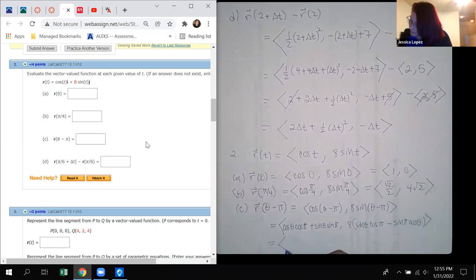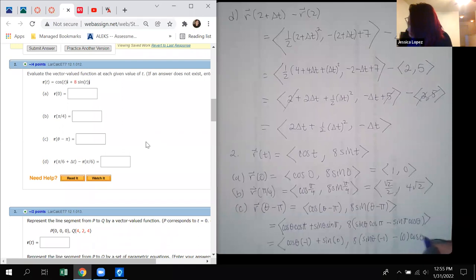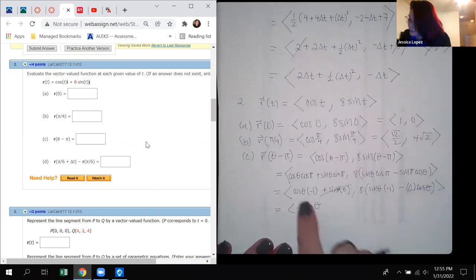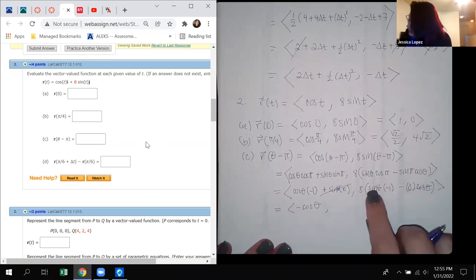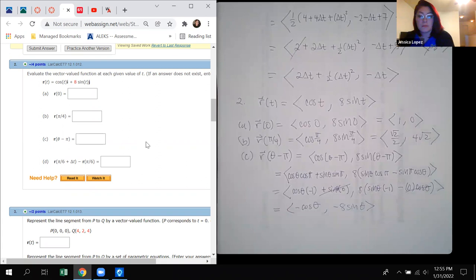And so then cosine of pi is, I believe, negative 1. And then sine of pi is 0. Oops. And then this would be 0 times cosine theta. So we get negative cosine theta. Sine of theta times 0 is just 0. So this is gone. So is this one, 0 times cosine. So all I have here is negative cosine. And here I'll have a negative sine, but times 8. So it'll be negative 8 sine theta. Okay. So that is all I need to type in for that one.